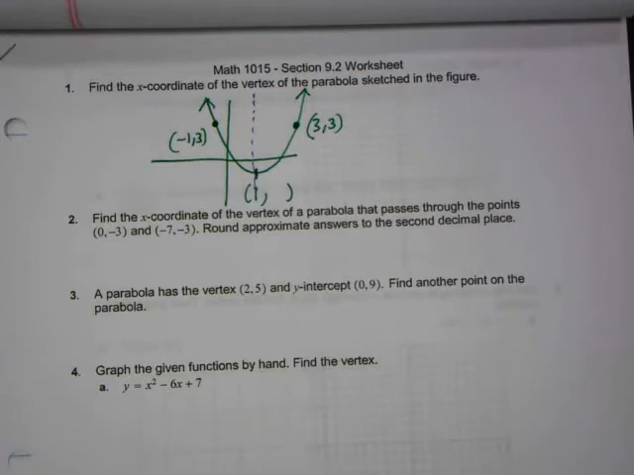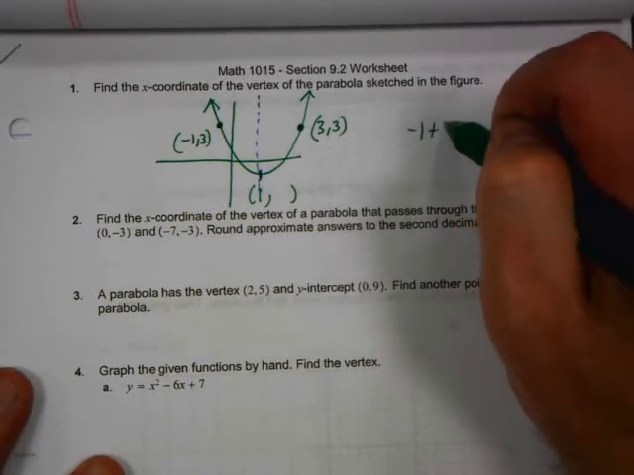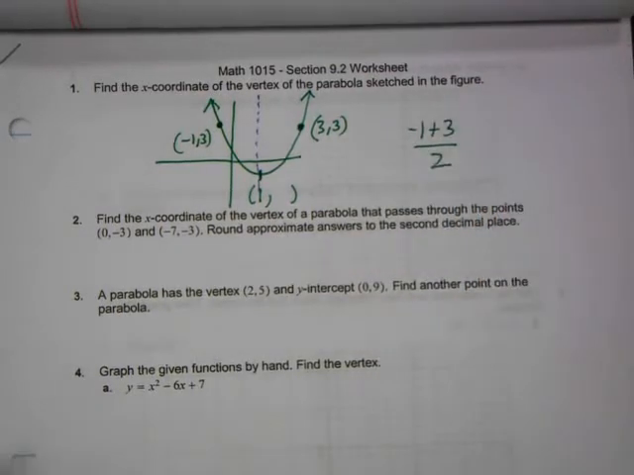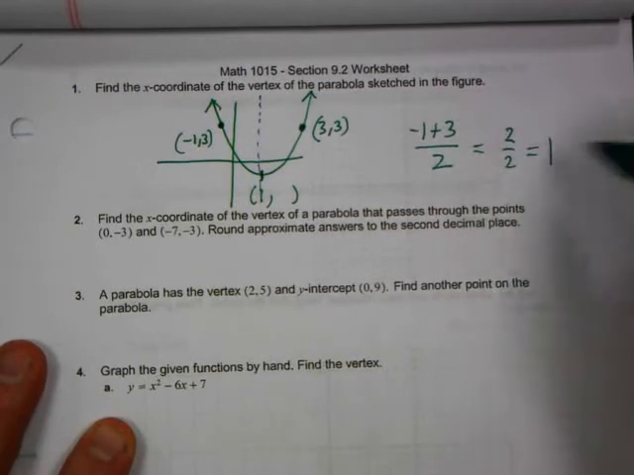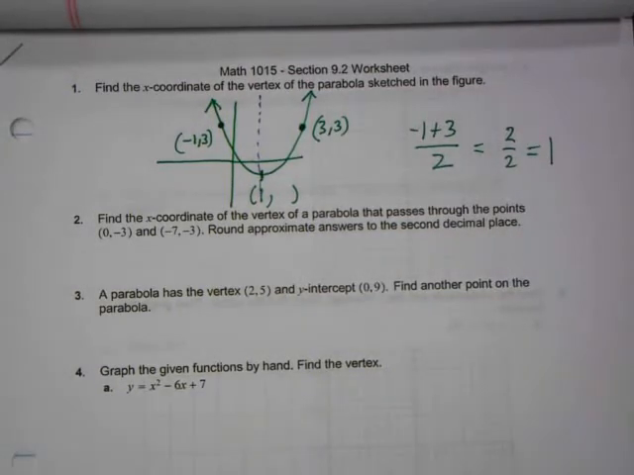How do you find halfway in between? You could count: -1, 0, 1, 2. Or, to find halfway in between, you add the numbers together and you divide by 2. It's the average. Halfway in between is the average. So the vertex has x equals 1.